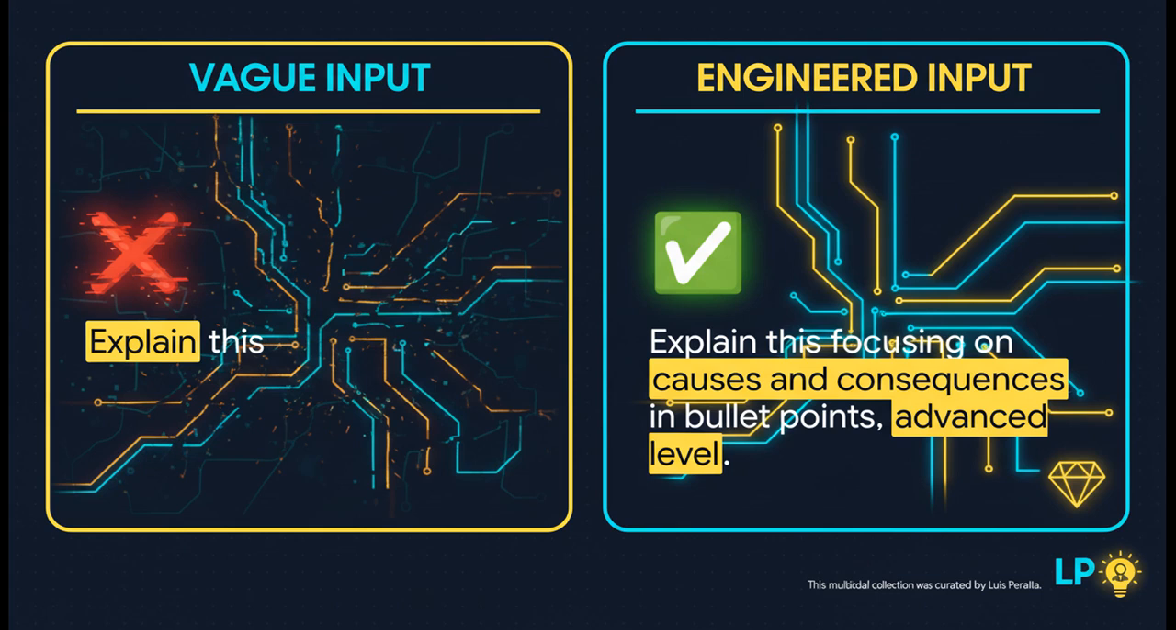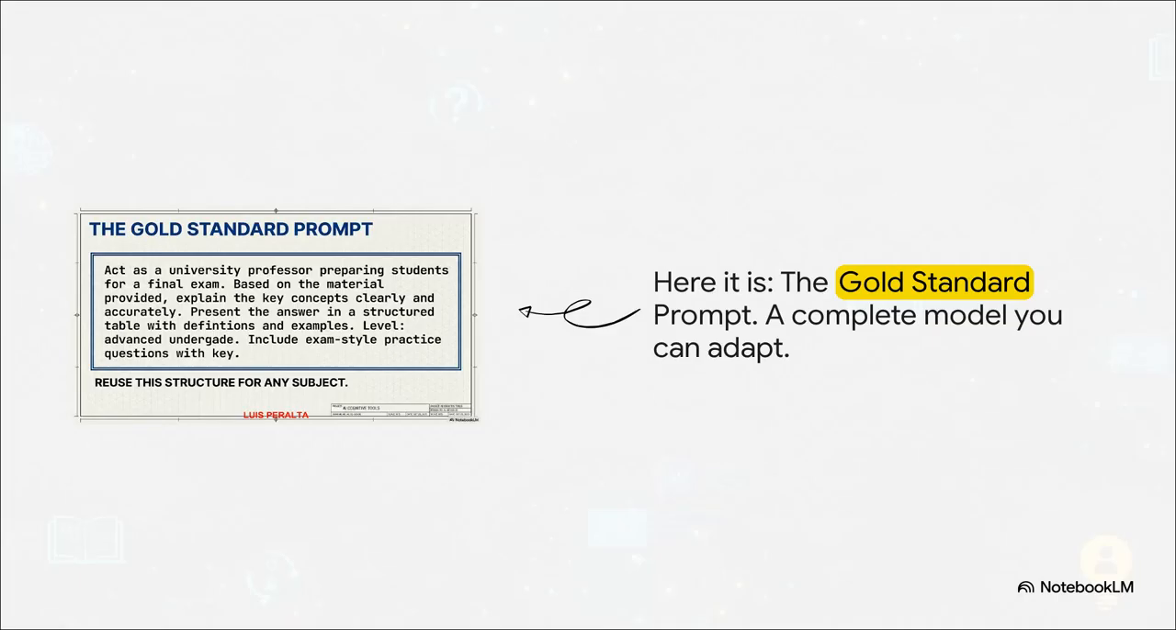you've got that weak, vague prompt we started with. Explain this. And on the right, you have a prompt that's been properly engineered. It's specific. It defines the format. It sets the level. The difference in the quality of the answer you're going to get is, it's night and day. And here you go. This is the gold standard prompt. This is what it looks like when you put everything we've talked about together. It has a role, it's grounded in a source, it specifies the format, sets the level, and it even asks for practice questions. You can steal this structure and adapt it for literally any subject.